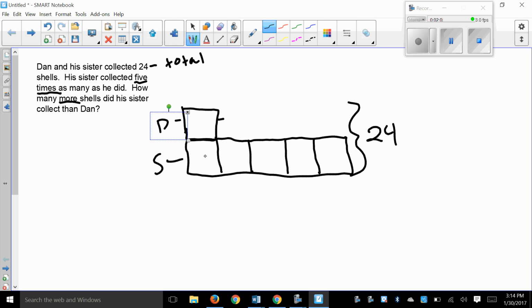I'm going to think about the total equal parts that I have. So I have Dan's part, which is 1, plus his sister's, which is 5 times as much as he collected. So that's 5 parts plus 1 part is 6 parts. So in order to find the value of each one of these parts, I'm going to take my 24 and divide it by 6. And that's because I have 6 total parts, Dan's part plus his sister's 5 parts. So each part is going to have value 4 because 24 divided by 6 is 4.